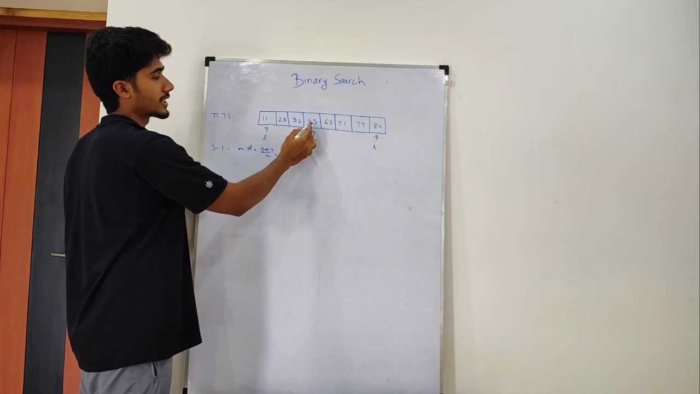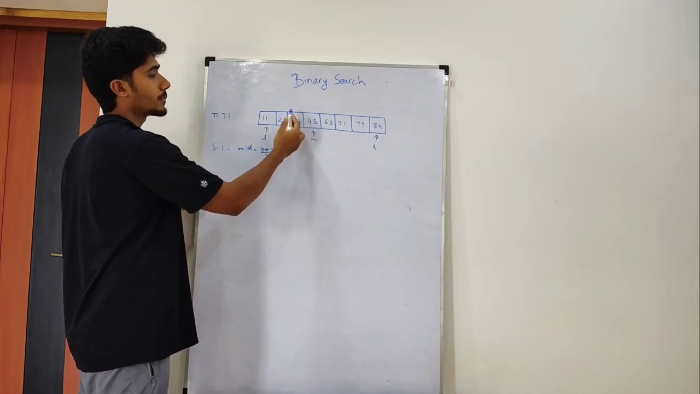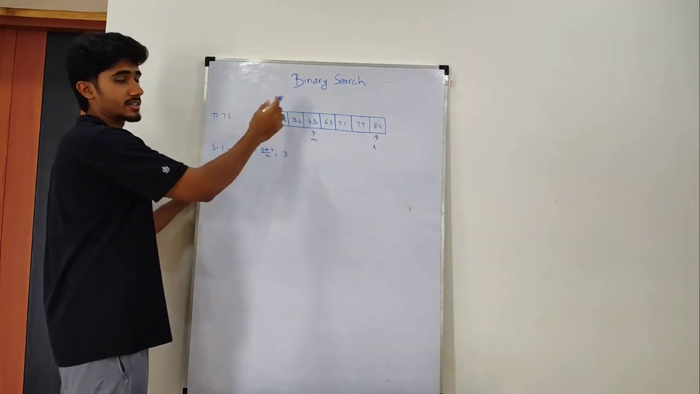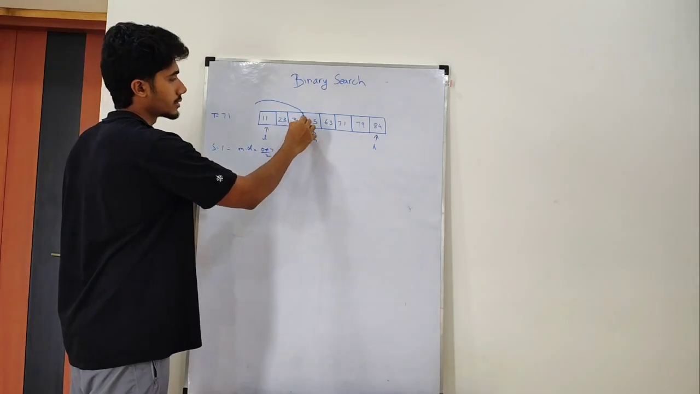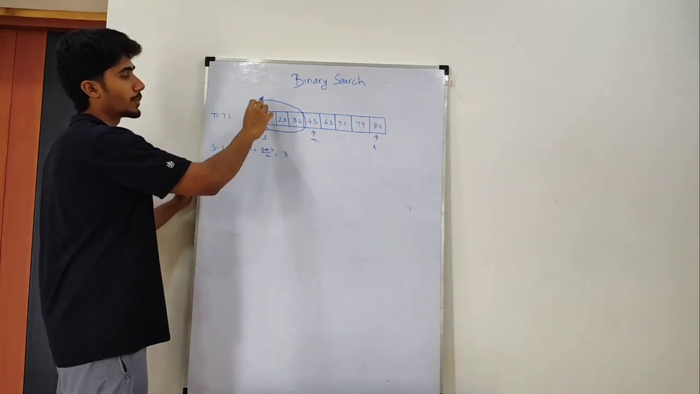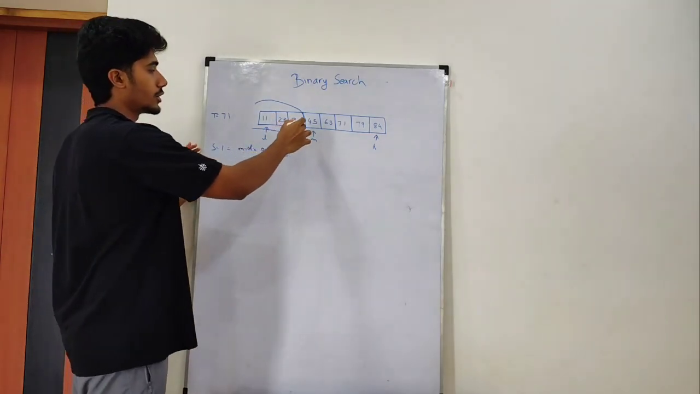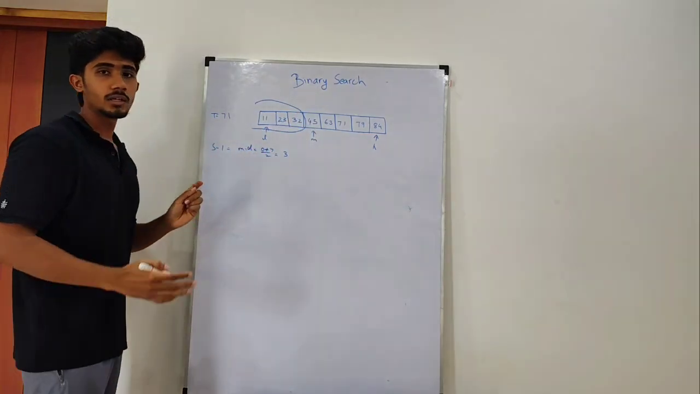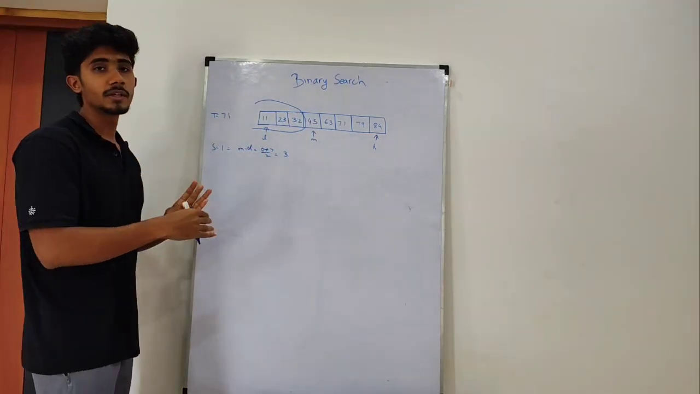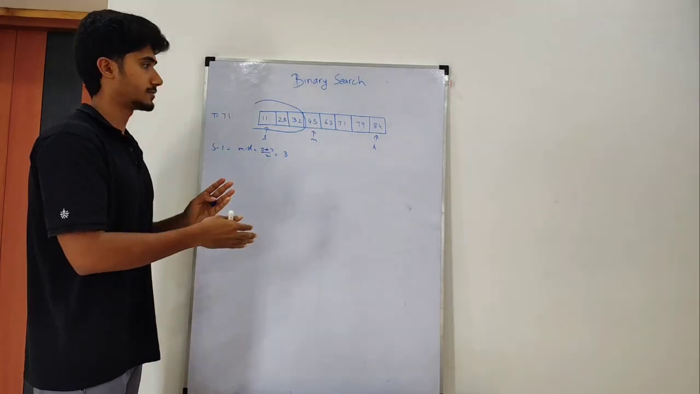Since it is lower than the target element, we are very sure that the target will not fall in the left-hand side of the array. So we omit the left-hand side of the array and we cut the search space by half here. By doing this, we reduce the number of elements that we need to search next by half.